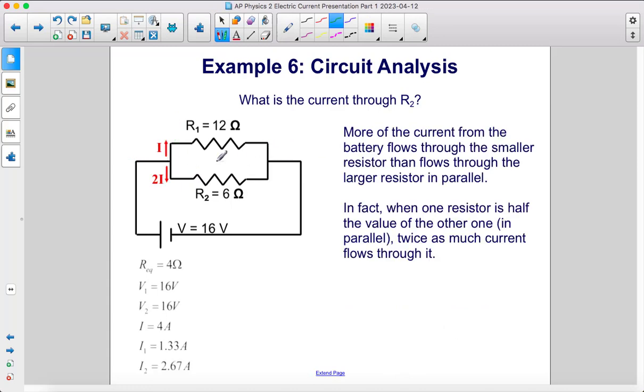More of the current from the battery flows through the smaller resistor than flows through the larger resistor when they're in parallel. In fact, when one resistor is half the value of the other one, like this one's 6 and that one's 12, twice as much current is going to flow through it.